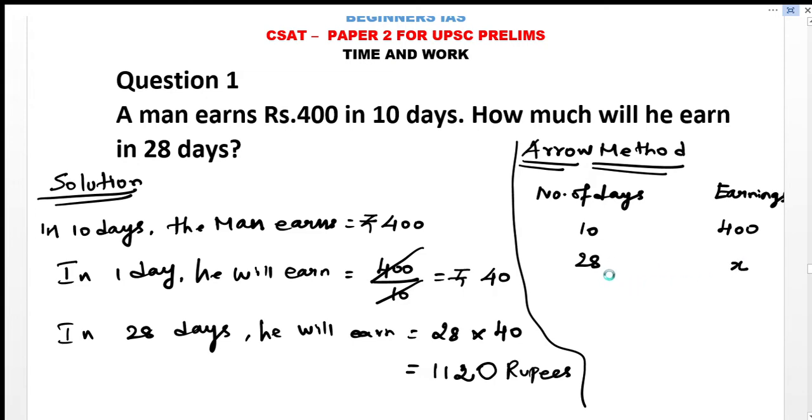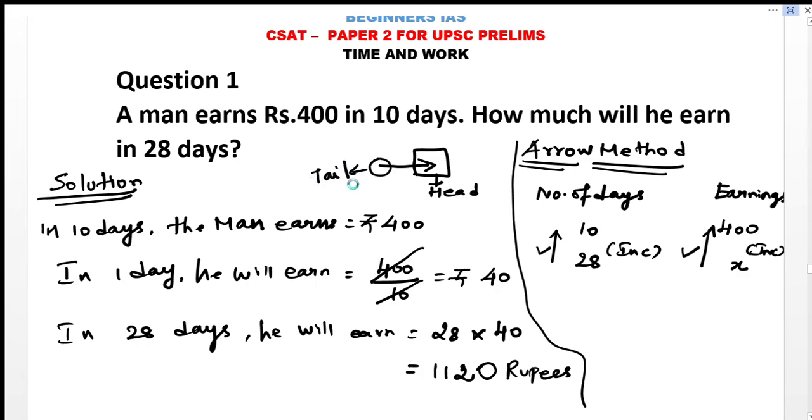So that is x. See here the days are increasing, right? Automatically his earnings will also increase, right? So here one quantity increases, automatically the other quantity increases. Therefore, this is the direct variation method. So in the direct variation method, kindly remember this in an arrow mark. So this is nothing but the head. Remember this. This is nothing but the head. So without any indication, this is nothing but the tail. Remember this simple concept.